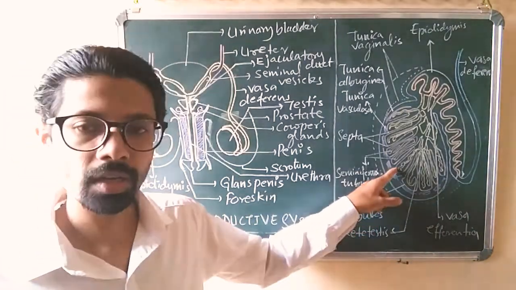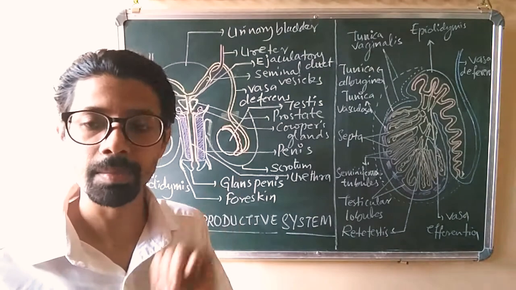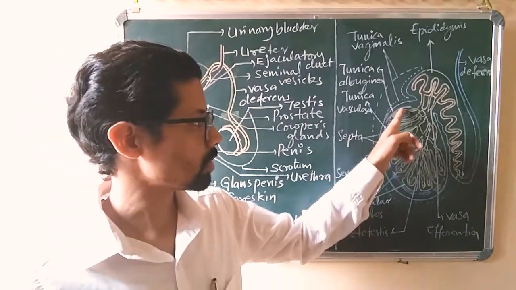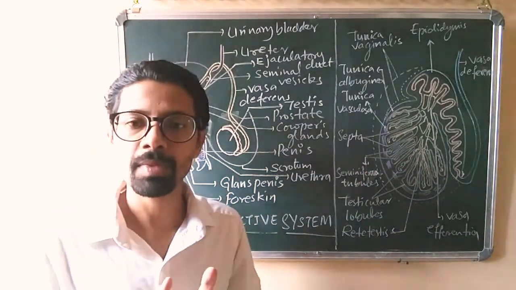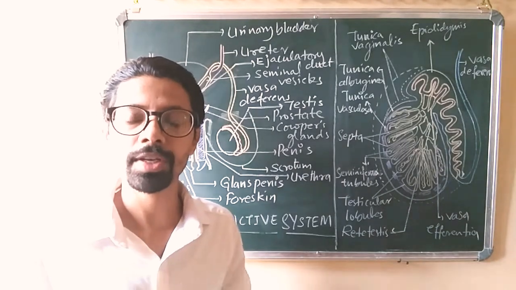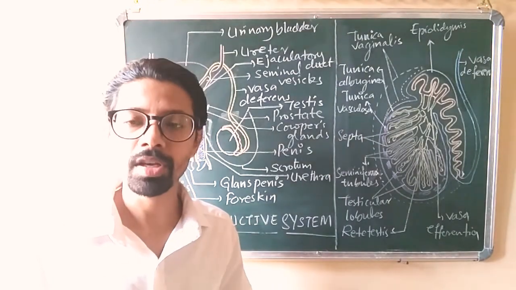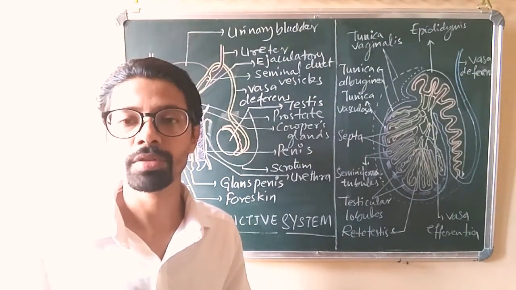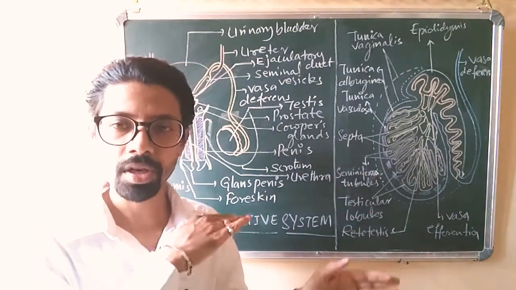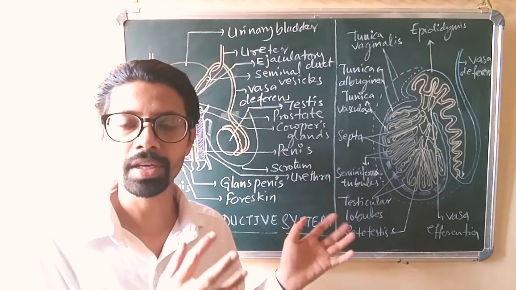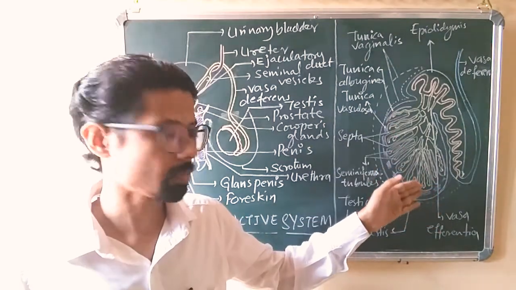Each testicular lobule consists of around 1 to 3 seminiferous tubules. These yellow structures you see here are seminiferous tubules. Seminiferous tubules are internally lined by the germinal epithelium, which differentiates into spermatogenic cells and undergoes spermatogenesis to produce sperms. Along with germinal epithelium, the seminiferous tubules also contain Sertoli cells. We'll discuss that in another diagram, the transverse section of the testis, later. For now, we'll understand the major structures present inside the testis.